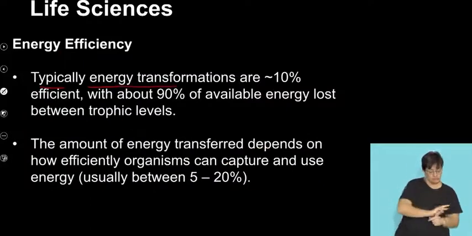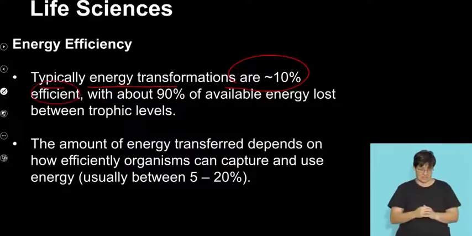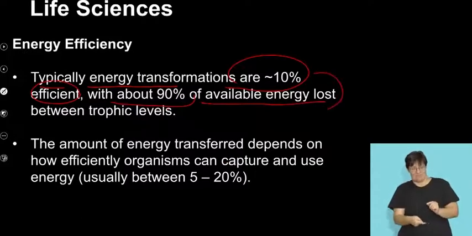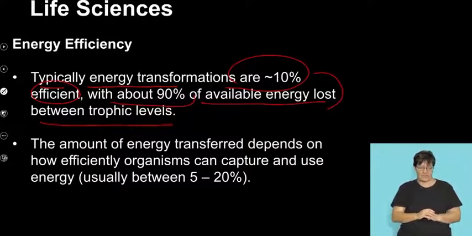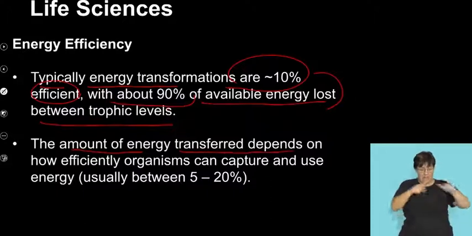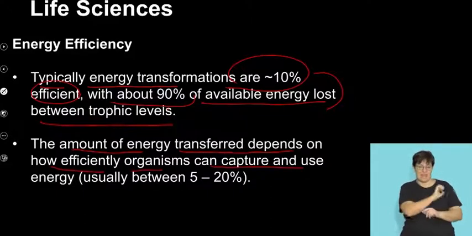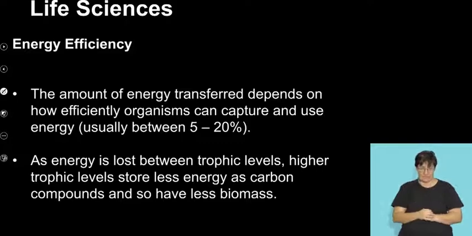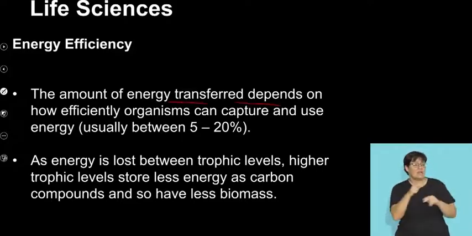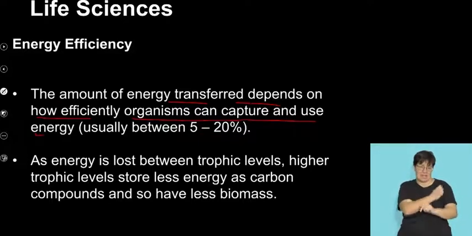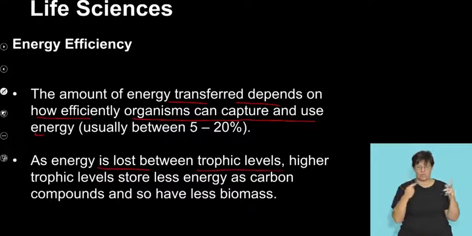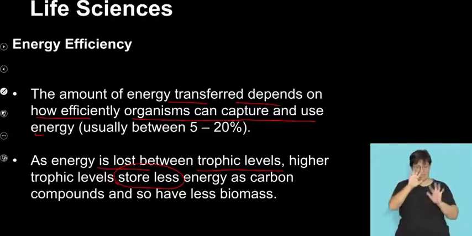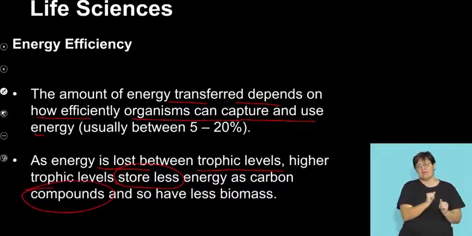Typically, energy transformations are approximately 10% efficient, with about 90% of the available energy being lost between trophic levels. This means that the amount of energy transferred depends on how efficiently an organism can capture and use the energy. It's usually between 5 to 20% of that energy being used by the organism. A large amount is lost between trophic levels. Some of it is stored as carbon compounds, and some of it leads to the accumulation of biomass at a trophic level.